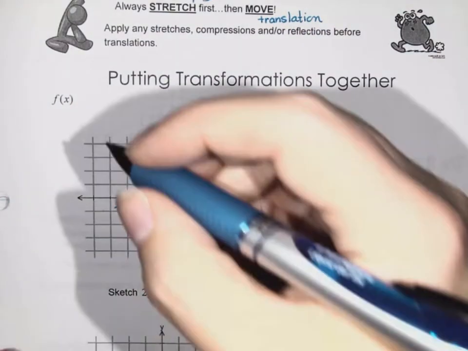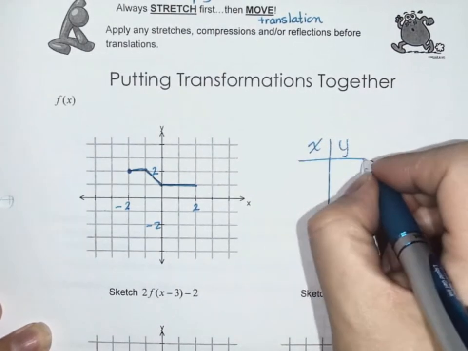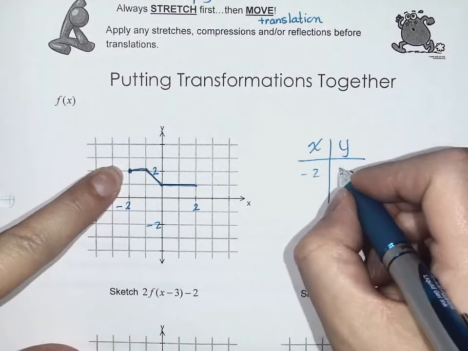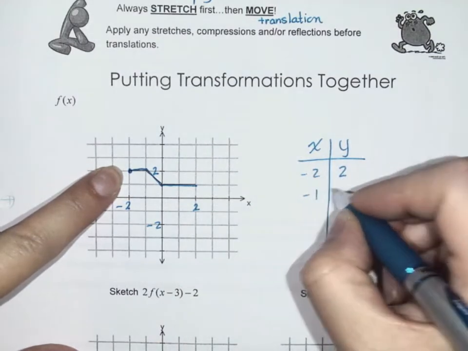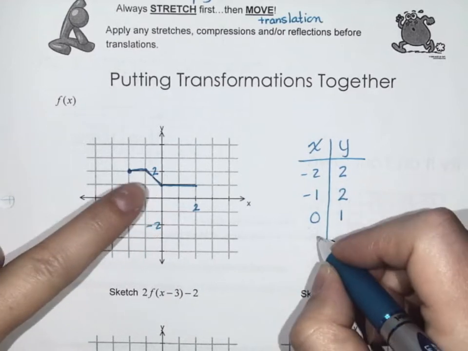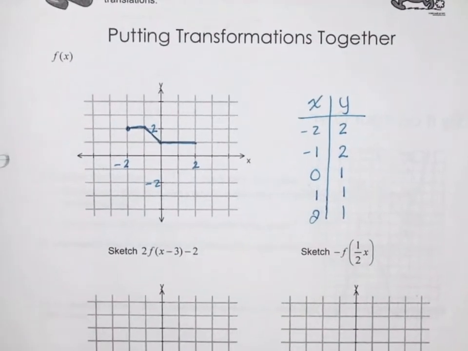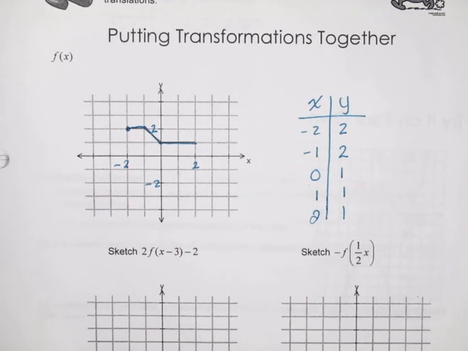Let's label some points because that will work way better for me. I'm going to do a table of values just because it makes more sense. So I have -2 and +2. I have -1 and +2. I have 0 and 1. I have 1 and 1. And I have 2 and 1. Okay, so those are some coordinates. We could get fancy and go into halves and stuff like that, but why would we? That seems like a lot of math. Let's stick with whole numbers, or integers.